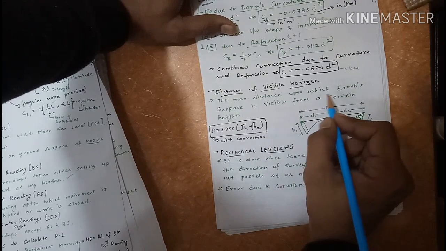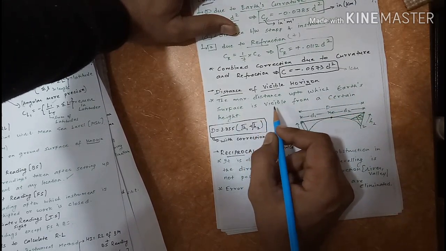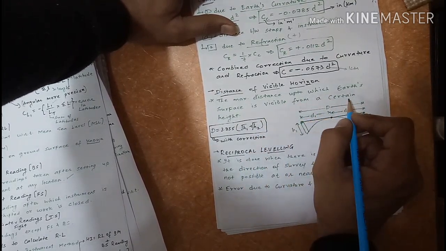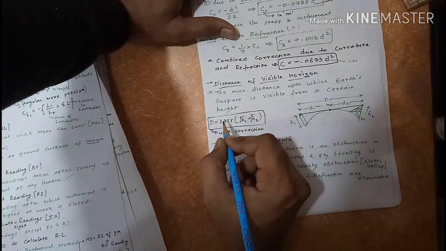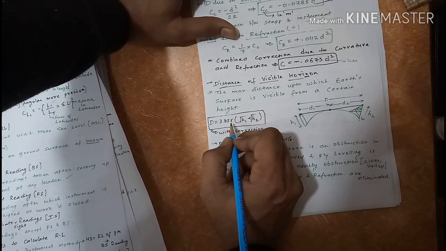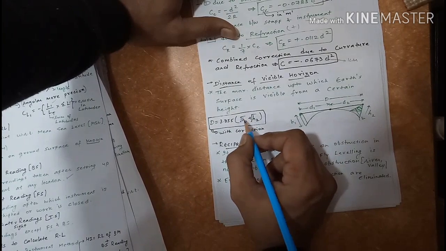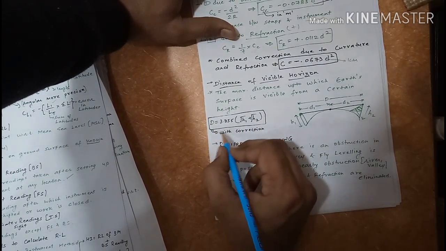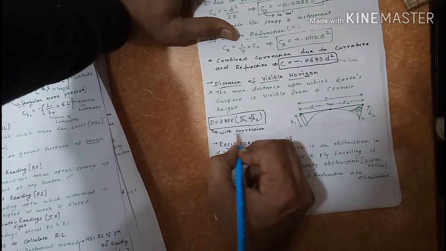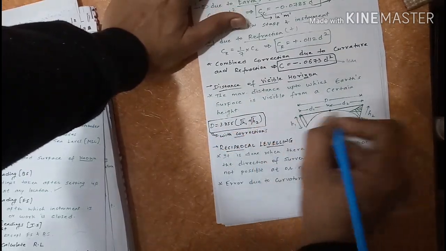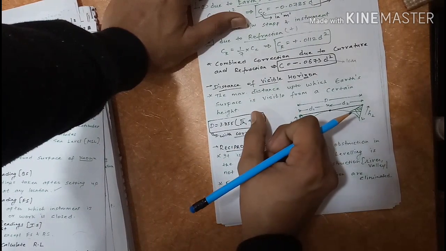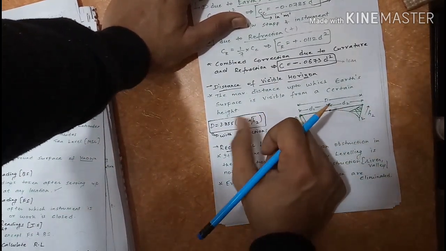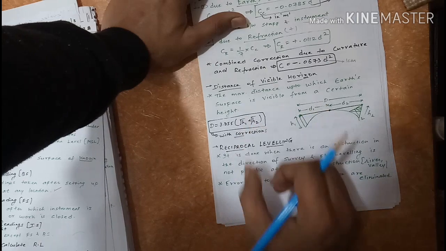Distance of visible horizon: the maximum distance up to which Earth's surface is visible from a certain height. D equals 3.855 times the square root of h1 plus the square root of h2. This is the distance with corrections. If there is only one tower, then the second term will not be there. It will be just 3.855 times the square root of h1.